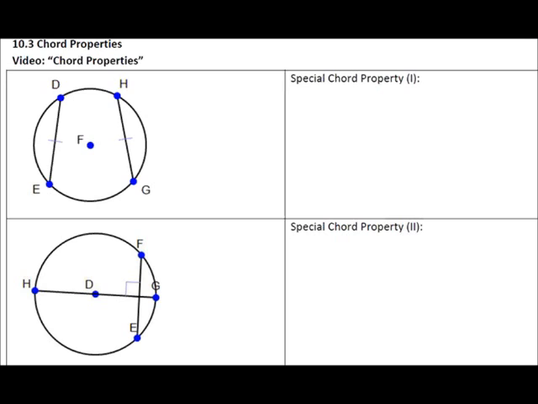Okay, so special chord property number 1. We have a picture that has congruent chords listed for us. So what was the conclusion that we drew about that? We said that if we have congruent chords, then the intercepted arcs are going to also be congruent. So congruent chords intercept congruent arcs.